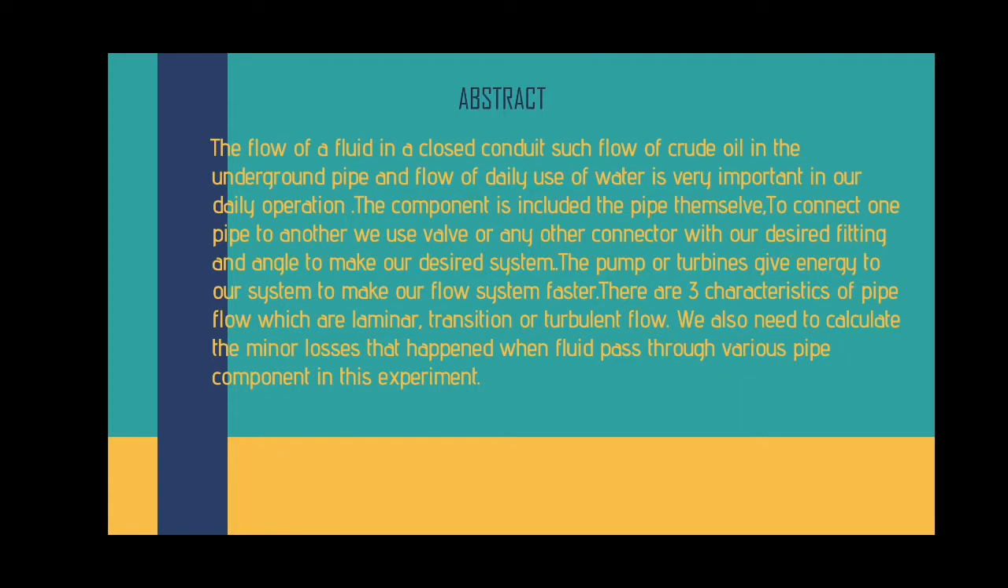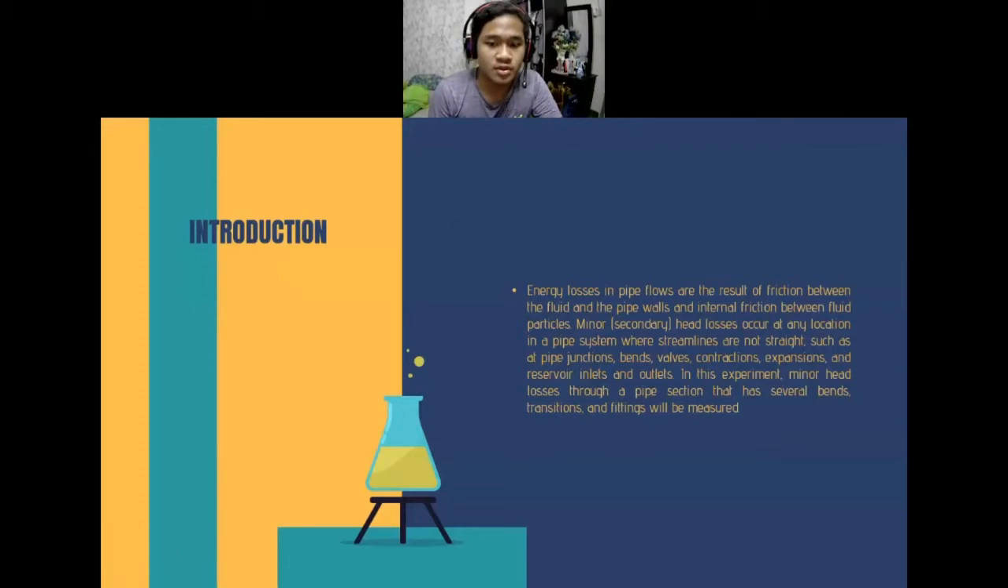There are three characteristics of pipe flow, which are laminar, transition or turbulent flow. We also need to calculate the minor losses that happen when fluid passes through various pipe components in this experiment. Assalamualaikum warahmatullahi wabarakatuh. So in this experiment, I will explain more about the minor losses in pipe. So the first one, introduction.